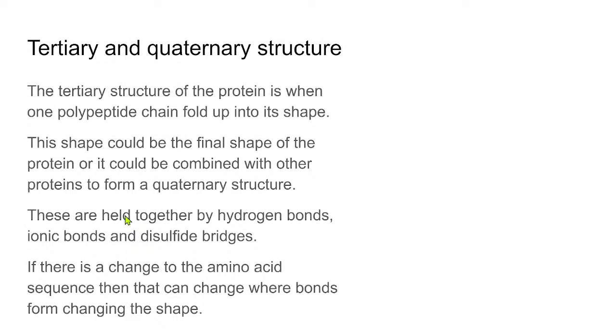Next is your tertiary structure. This is when the length of one polypeptide, one peptide chain, folds up into its shape. This shape is held by multiple different bonds. And then we go on to the quaternary structure quickly.